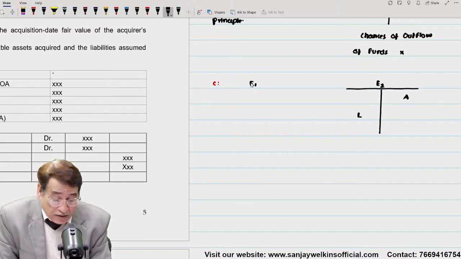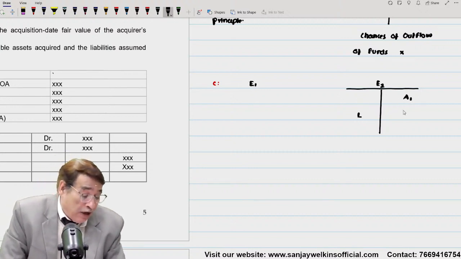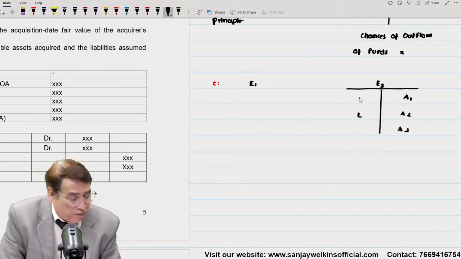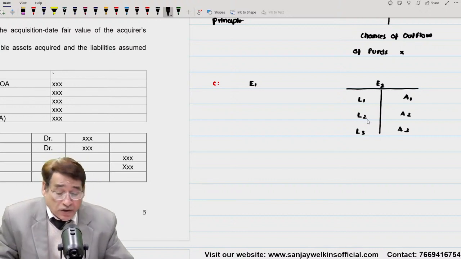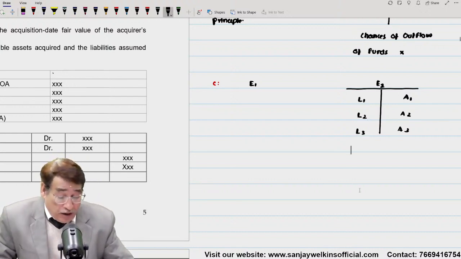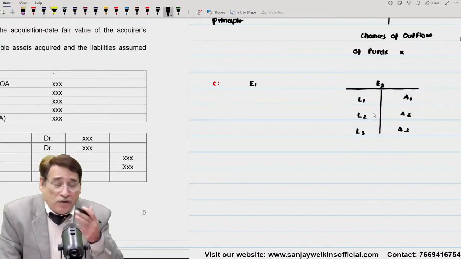Let us say there are some items in the books of what we call E2, like A1, A2, A3. Similarly, there are some liabilities L1, L2, L3. Some liabilities are there in the books of the acquiring company. Is it clear to you or not? In this case, what is the general principle?